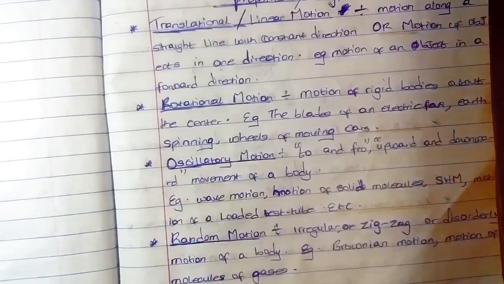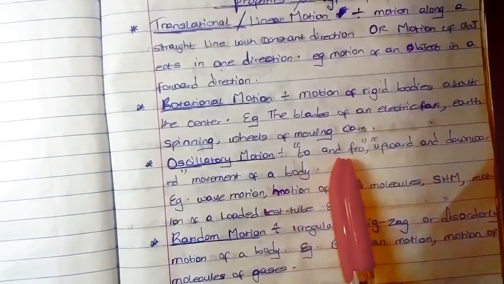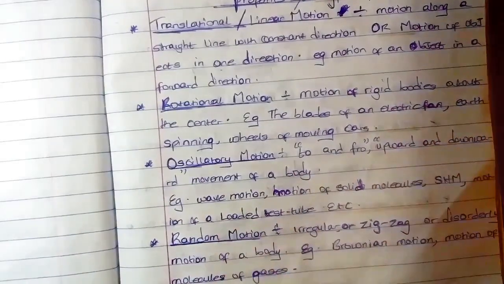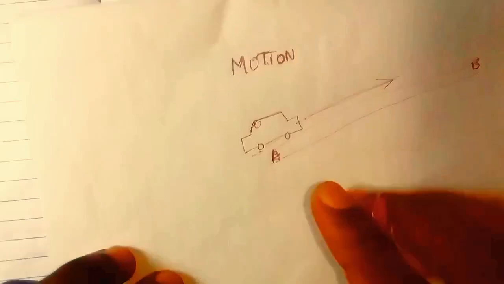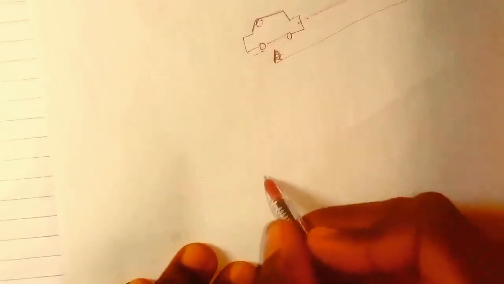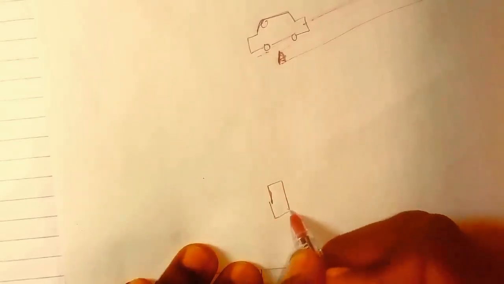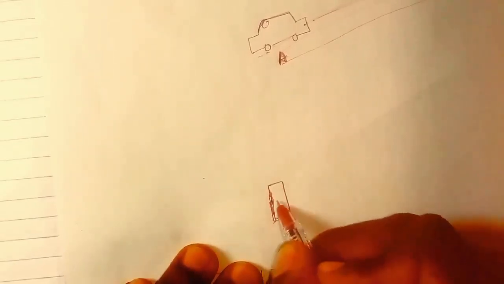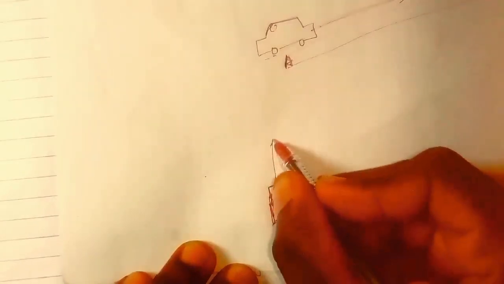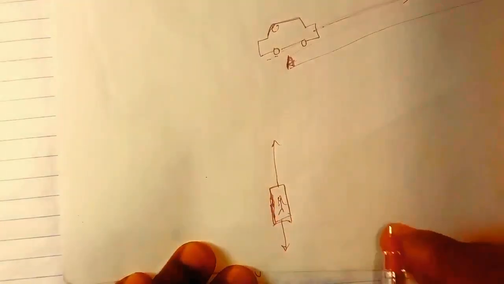Oscillatory motion is just the to and fro motion of a body, or upward and downward movement of a body. For example, let's say you are in an elevator or a lift. The elevator usually moves up or down. This is an oscillatory motion.